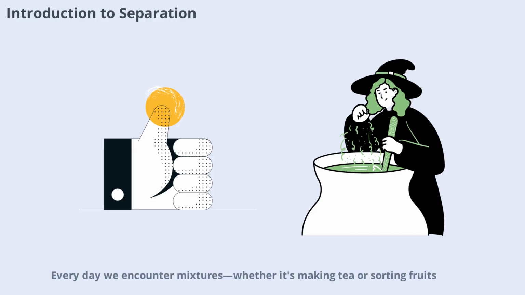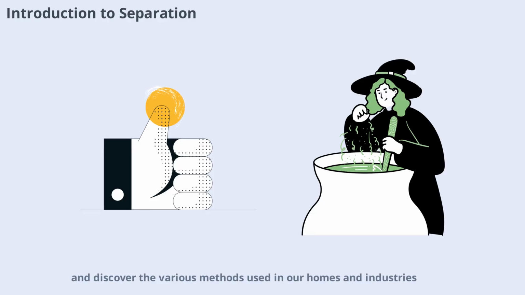Every day we encounter mixtures, whether it's making tea or sorting fruits. But have you ever wondered why and how we separate substances from these mixtures? From removing tea leaves with a strainer to picking out chilies from your poha, separation is a part of our daily routine. In this video we'll explore the fascinating world of separating substances, understand why it's important, and discover the various methods used in our homes and industry.